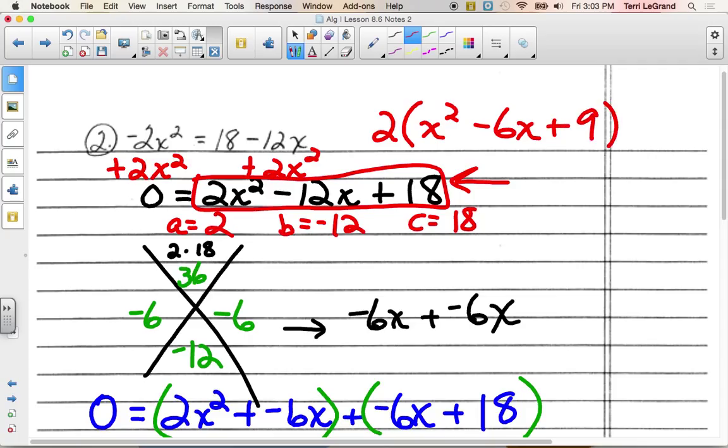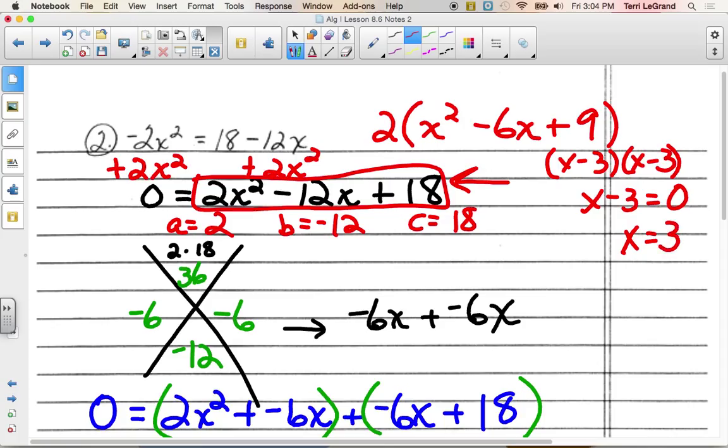How you feeling about that? You think that x squared minus 6x plus 9 might be a perfect square trinomial? Yeah, what would its factors be? x minus 3 times x minus 3. Yeah? And then when we set that equal to 0, what do we get? We get x equals 3.